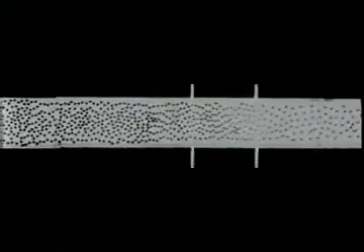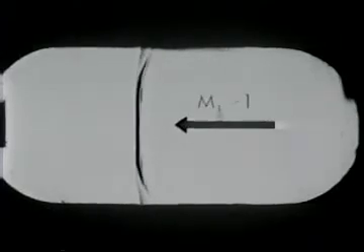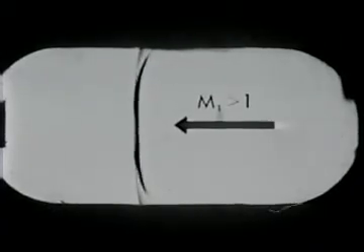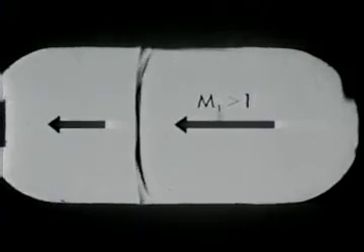Stationary shock waves can be produced in a supersonic wind tunnel. Here the gas is moving at supersonic speed ahead of the shock, Mach number greater than 1, and at subsonic speed behind the shock, Mach number less than 1. This is analogous to the stationary hydraulic jump we saw in the flume, with fluid moving at supercritical speed ahead of the jump and subcritical speed behind it.